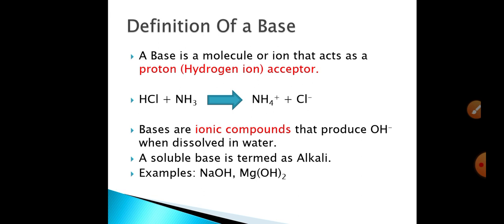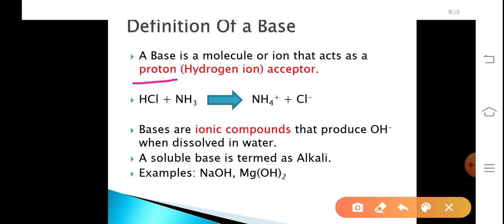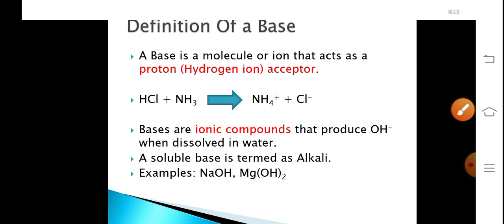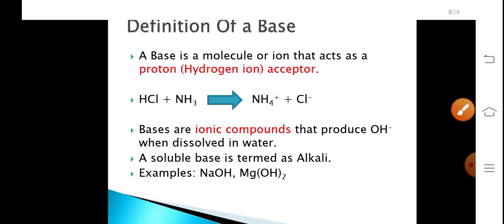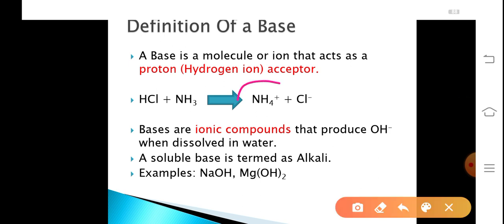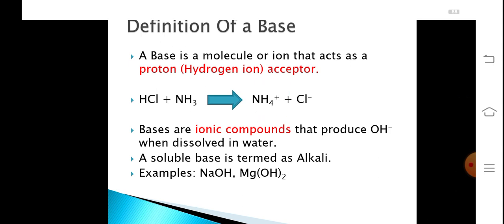Now, what are bases? A base is a molecule or ion that acts as a proton acceptor. So the definition of a base is just the opposite of the definition of an acid. Let us take an example. Here, HCl is an acid and ammonia is a base. Why? Because ammonia has accepted a proton from HCl. So HCl has released a proton, hence it is an acid. Ammonia has accepted a proton from an acid and is converted into an ammonium ion. So it is a base.